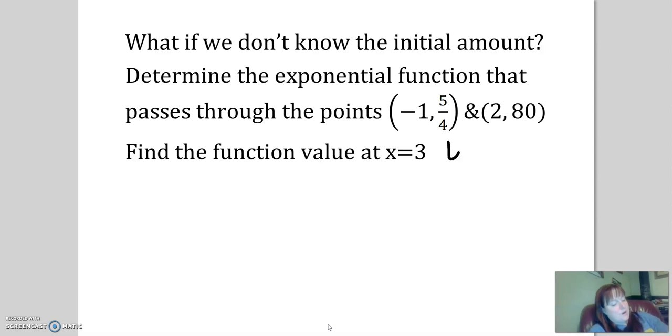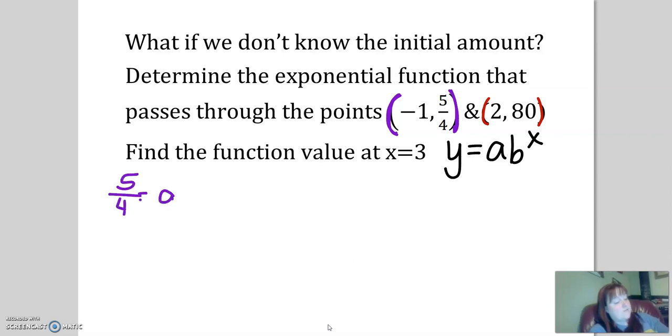Okay. So remember, our basic exponential function is y equals a b to the x. And so we have 2 different points on this function. We have when x equals -1, y equals 5/4, and when x equals 2, y equals 80. So what I can do is plug these points into the function. I know that when x equals -1, y equals 5/4. So I just plug them in for x and y. And when x equals 2, y equals 80.